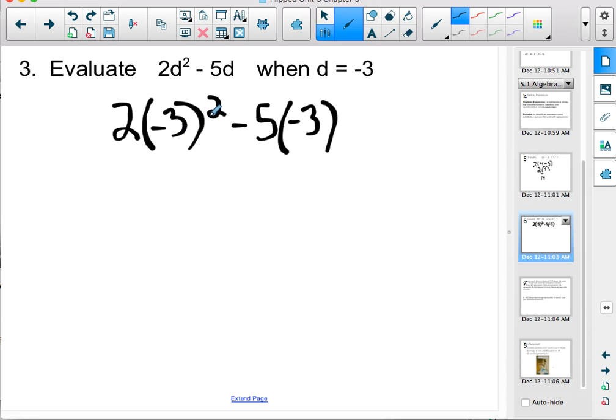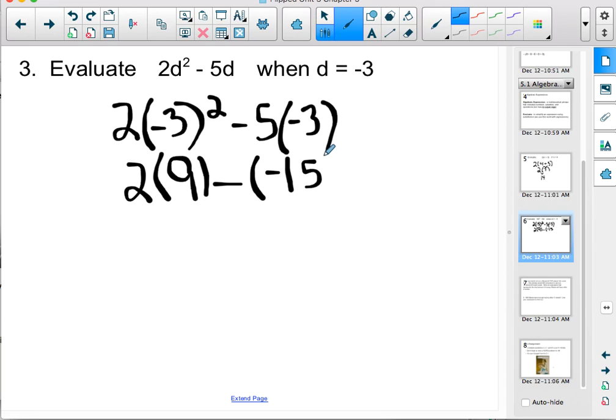-3 squared, the parentheses come before the 2, so that tells me I'm taking -3 times -3, which is +9. I'm going to keep my 9 in the parentheses, remember, because of the 2 being outside of them. And 5 times -3 is -15. Just be careful with these. Notice I brought my minus sign down and then I multiplied. We end up with minus and negative here. That's perfectly fine. We know how to handle that. Before we can do our subtraction, we have to multiply. 2 times 9 is 18. So we get 18 minus -15.